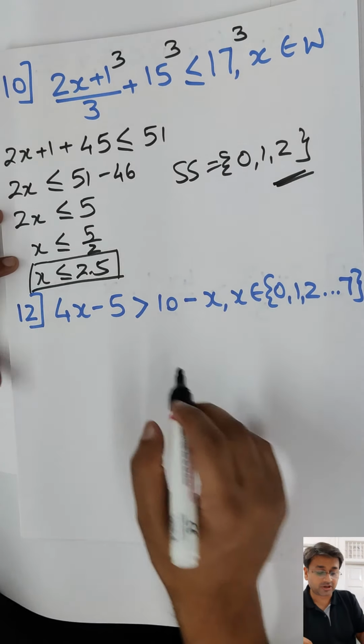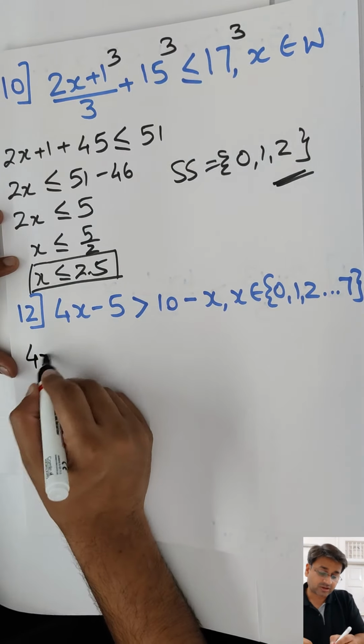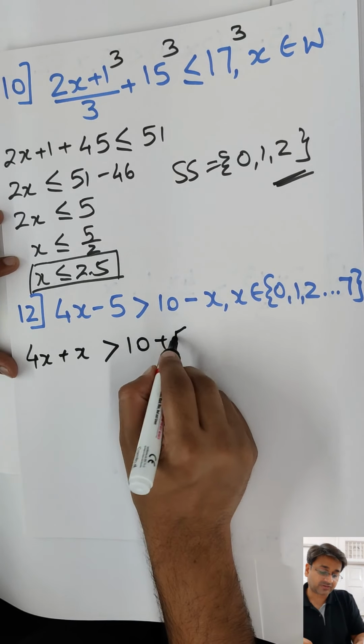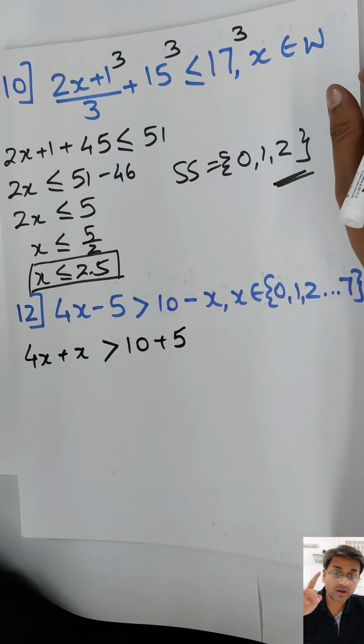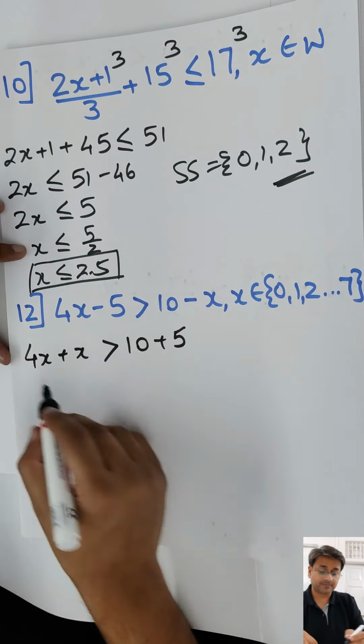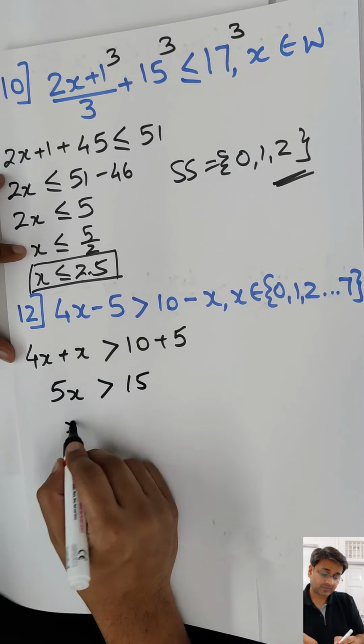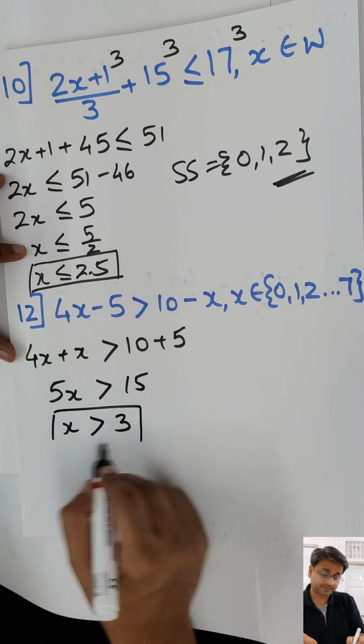The next one, sum number 12. So take x on the positive side. So taking this x here, so plus x, 10 plus 5. You can always pause the video, try on your own and then come back. Okay, so 4 plus 1 will be 5x, 15. So x greater than 3.